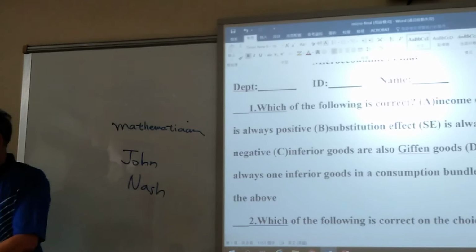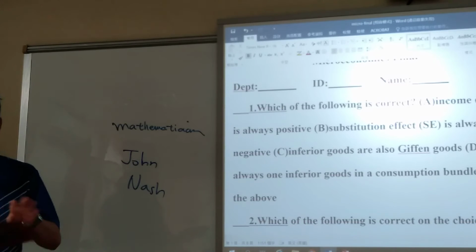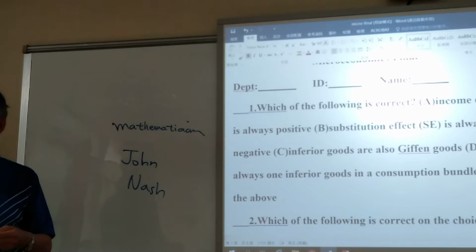Let me use the book to tell you what we're going to do. Okay, so no one has the book? No one?